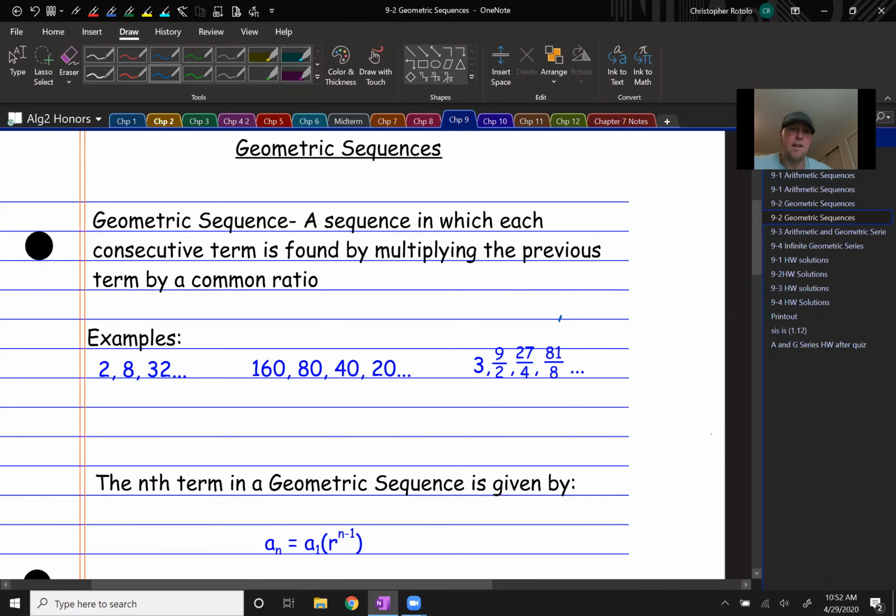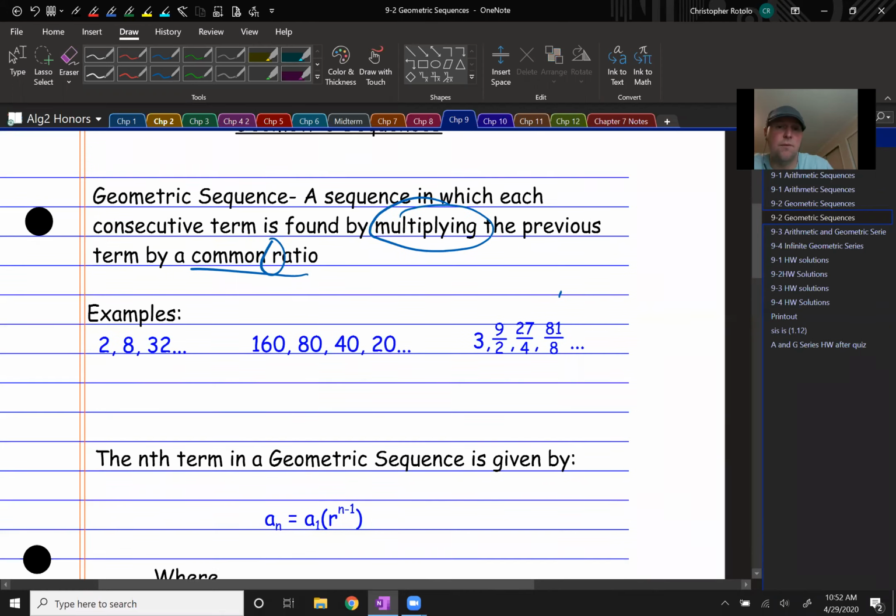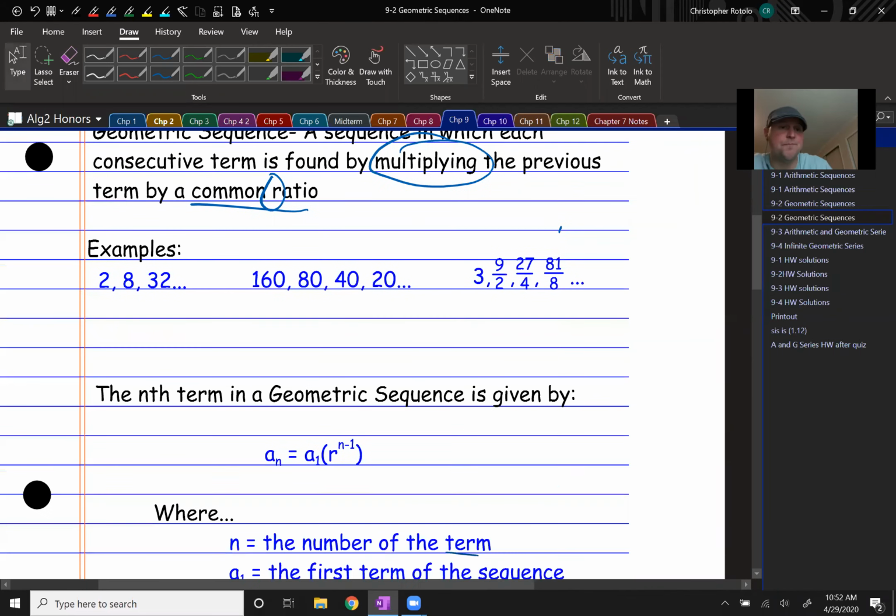All right, we're going to take a gander at geometric sequences, and all that really means, sounds really fancy, it means that we're going to multiply each term by something to get the next term. That something is called a common ratio, so we're going to use r instead of d for our differences in common differences from arithmetic. So as we take a look here, I have to multiply by 4 and multiply by 4.